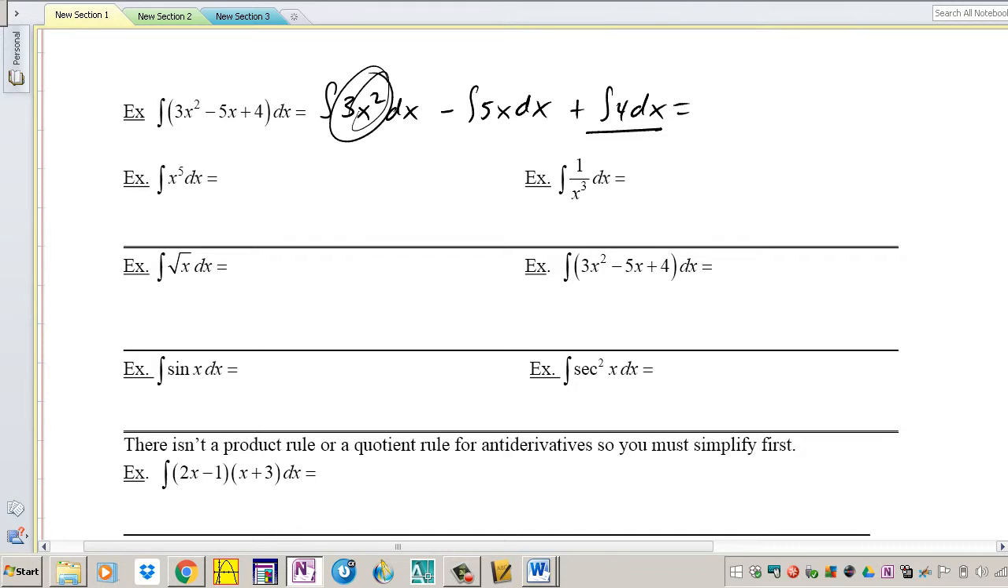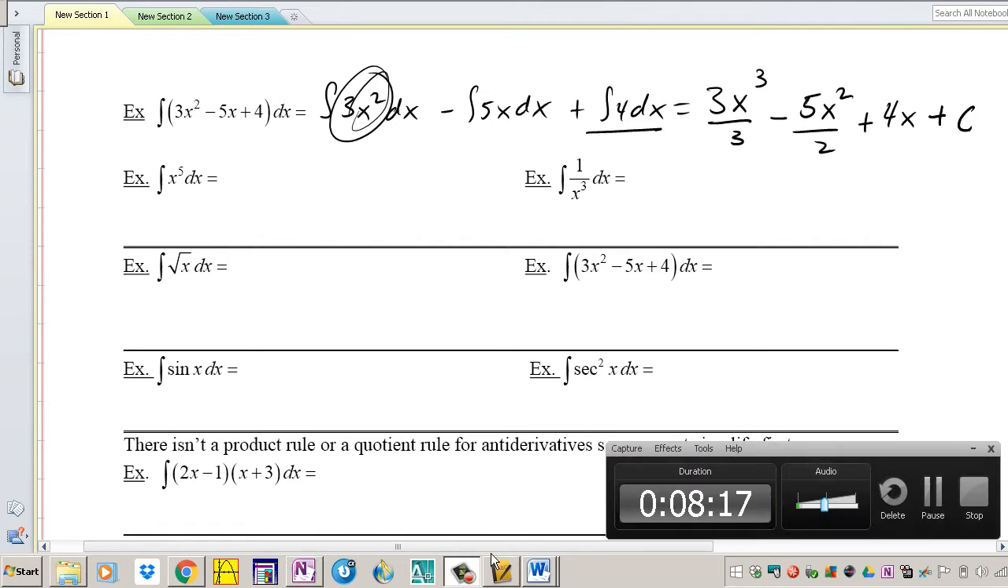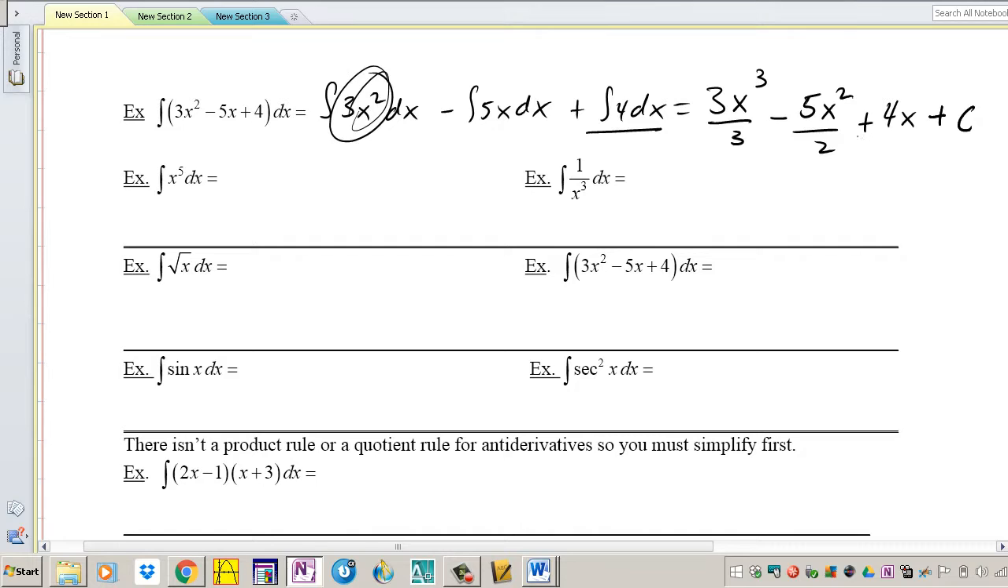So integrate the variable: always add 1 to the power, so it's going to be 3x to the third, and then divided by whatever that power is, 3, minus 5x squared over 2, and then plus the antiderivative of a constant, which is always the constant with an x. That's one thing for you guys to always remember. How is that true? Well, what's the derivative of 4x? The derivative of 4x is 4. So that's how you know that the integral of a constant is always the constant with the x. And then finally, the constant of integration. To simplify this, we can of course cancel out the 3's, so my final answer is going to be x cubed minus 5x squared over 2 plus 4x plus c.